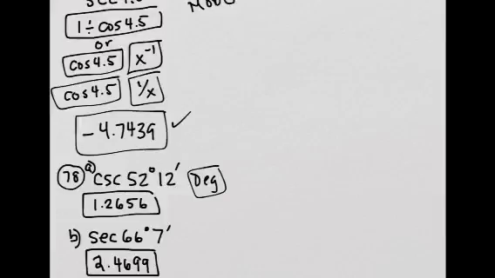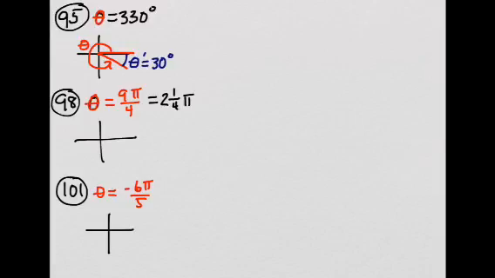52 degrees, 12 minutes, and then do the sine for part A, do the sine, and then the reciprocal. For B, you do the 66 degrees, 7 minutes, then you do the cosine, and then the reciprocal. And those are the answers you get. So for 95, you have the angle 330, and they want you to find the reference angle. Remember, the reference angle is the one that the terminal side makes with the x-axis.